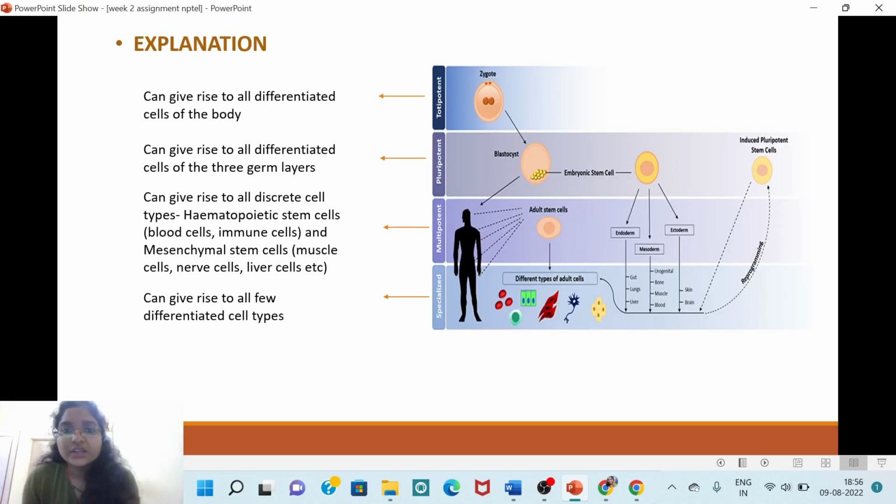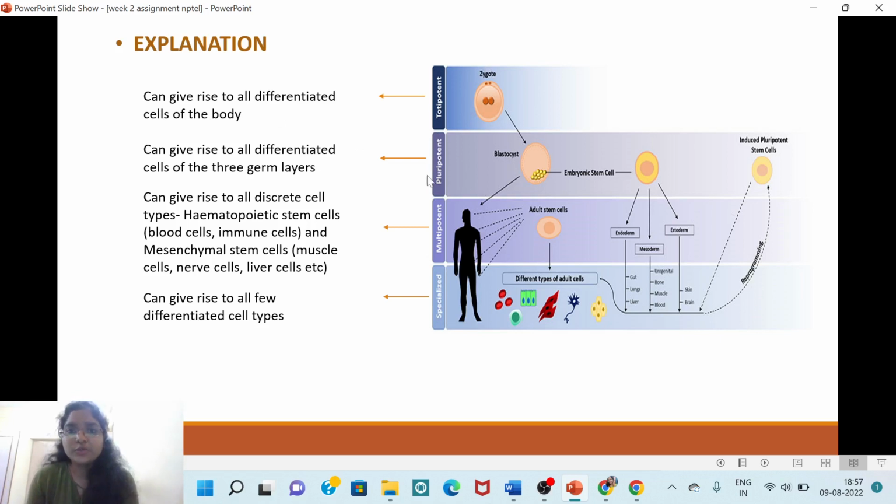So you can see the differentiation of stem cells here, right? Stem cells can be differentiated into totipotent cells, pluripotent cells, multipotent cells, and specialized cells. This depends upon the potency of the stem cells. Stem cells are mainly undifferentiated cells which are present throughout the body and give rise to our cells of the body. And the example of the totipotent cells is the zygote.